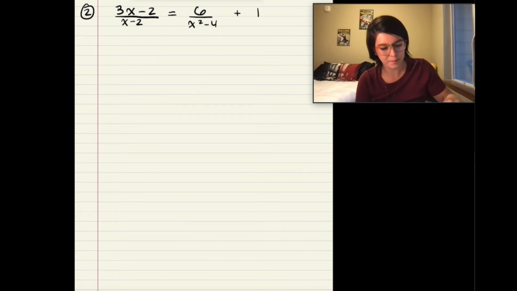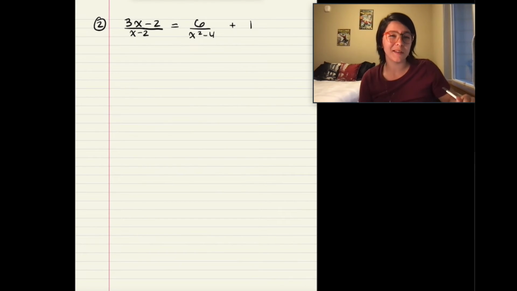Let's do another. So we still want to solve for x, but this time we're given 3x minus 2 over x minus 2 is equal to 6 over x squared minus 4 plus 1. Cool. So this one's a little crazier. That's okay. We like crazy.